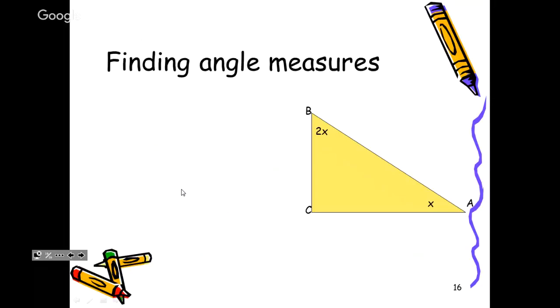So we get an example here. I give you this and say, all right, find me the value of x. We know angle C is going to be a right angle, so this is a right triangle. To solve it, we set up our equation. We know that these two angles, since they are the non-right angles in the right triangle, have to be complementary. So x plus 2x equals 90. Combine like terms: 3x equals 90. So x equals 30, which means angle A here is 30 degrees. And angle B here has to be 60 degrees.